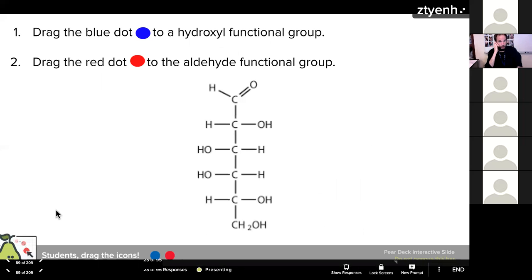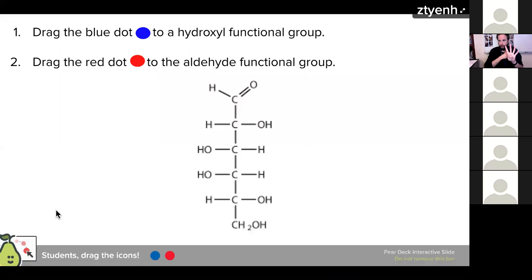So here's what I was thinking. I've got, I think, 4 slides of questions. So starting on slide 89, 90, 91, and 92 have opportunities for you to drag a dot to some of the different functional groups you were introduced to in the Edpuzzle video. So it's 10:30 now. Why don't we do this?